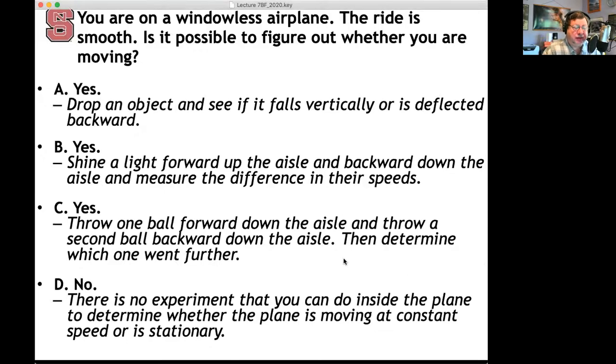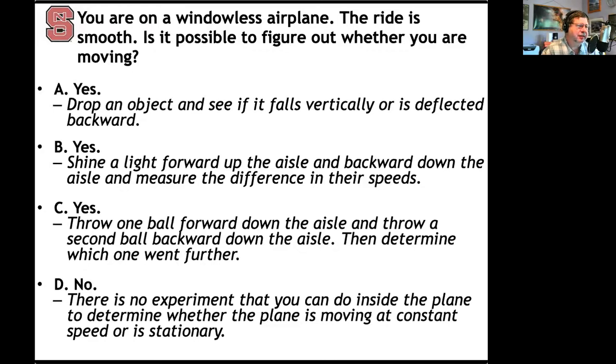So that's correct. There's no way to tell whether you're moving at a constant speed or you're not moving at all. A corollary to that is the fact that the speeds that you measure inside the plane and the speeds that are measured by somebody outside the plane are going to be different. In other words, you throw that ball towards you on the plane and you say it's moving at 10 meters per second, whereas someone that's measuring the speed of that ball outside the plane is going to say that ball is moving at 1700 kilometers per second.